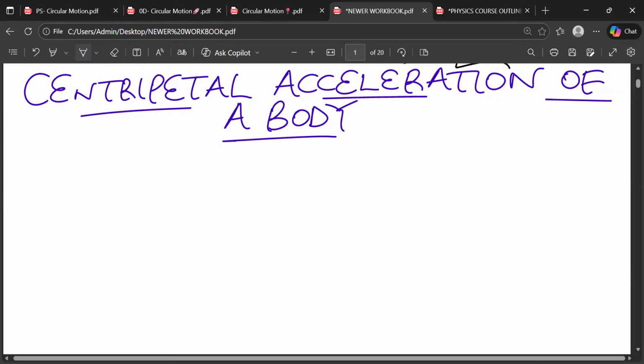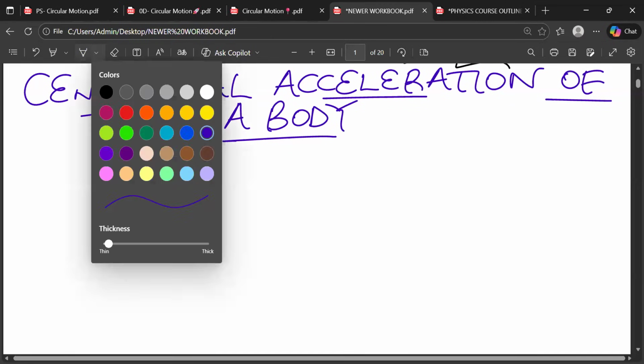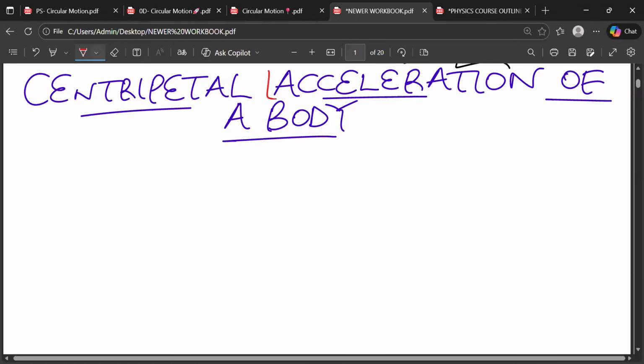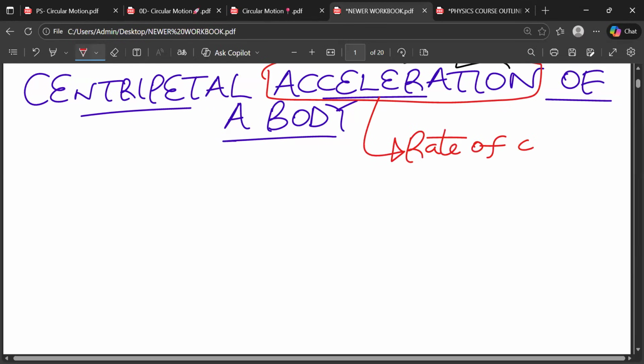So centripetal acceleration of the body, that's what we are going to begin with. Now, you need to know that this alone, we know it as the rate of change of velocity. So that one you should appreciate. Rate of change of velocity.